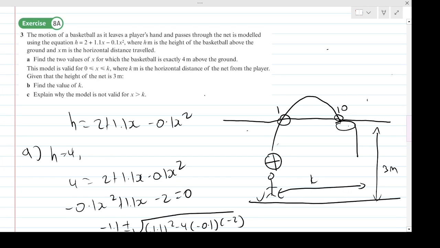So at that point, hopefully you can spot that it makes more sense for k being the length, the distance to the hoop, to be 10, when x is 10.